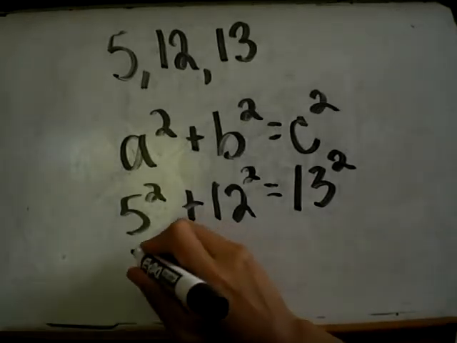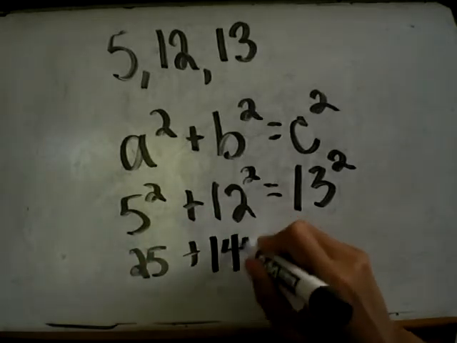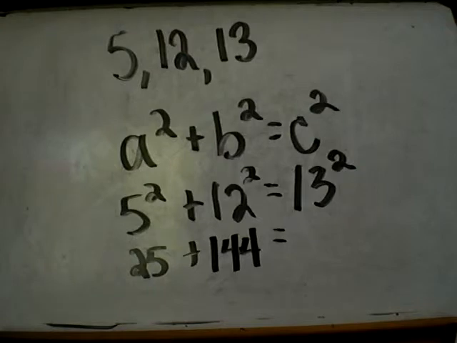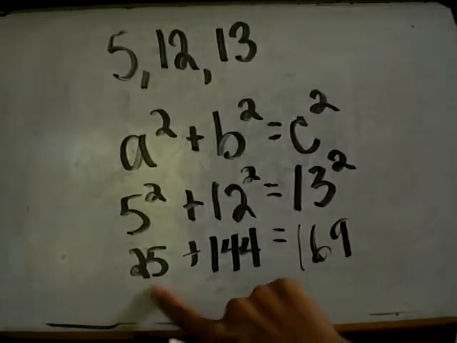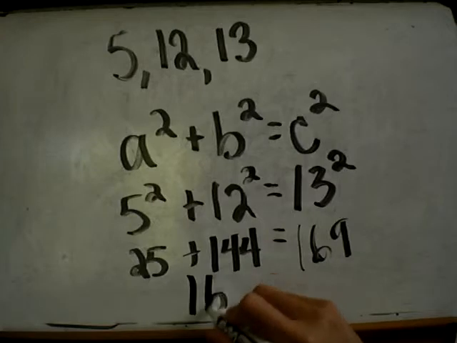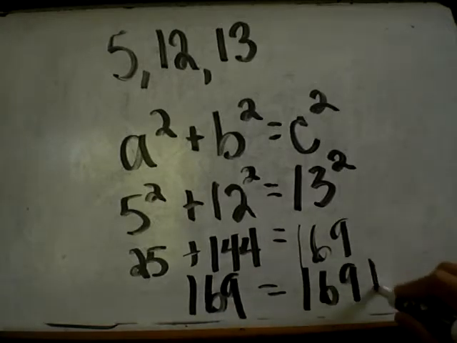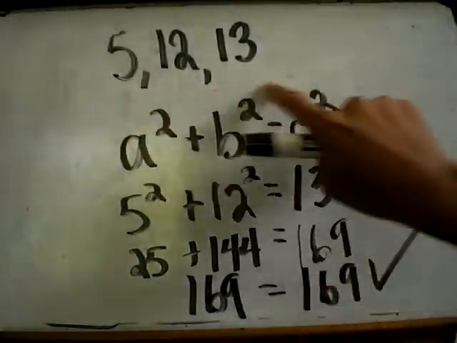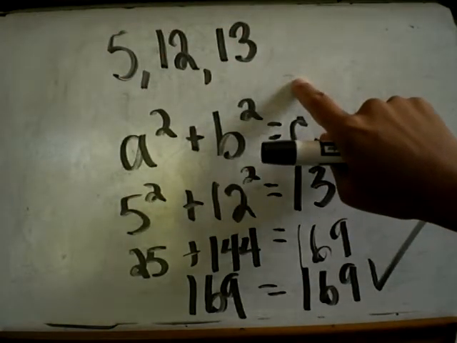So 5 squared is 25. 12 squared is 144. And 13 squared, I don't know that off the top of my head, so let me use a calculator, is 169. So 25 plus 144 equals 169. So 169 equals 169. Yep, so we do know that this triangle is in fact a right triangle.